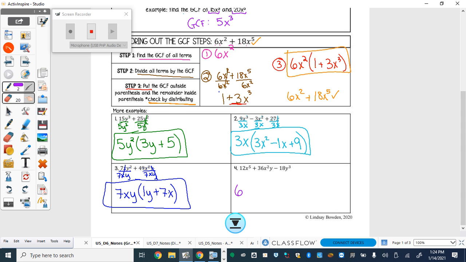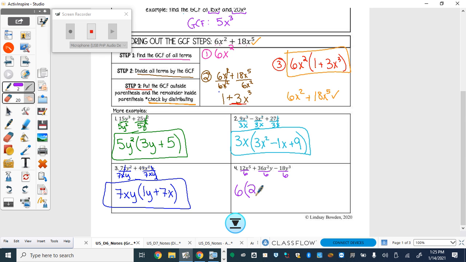And then if you look at these, the first two terms have an x, but the third term does not. So x is not going to be part of my GCF. And then with the y's, again, 2 of the terms have y's, but the first term does not. So y also is not going to be part of my GCF. My GCF is only going to be that 6.